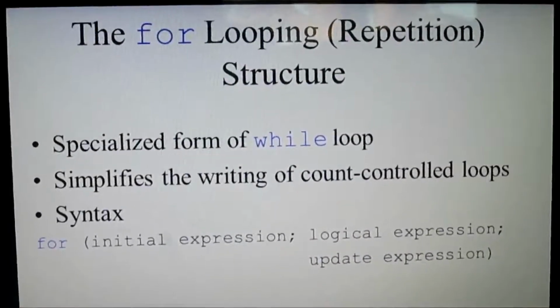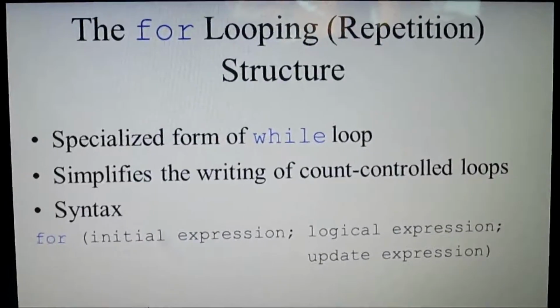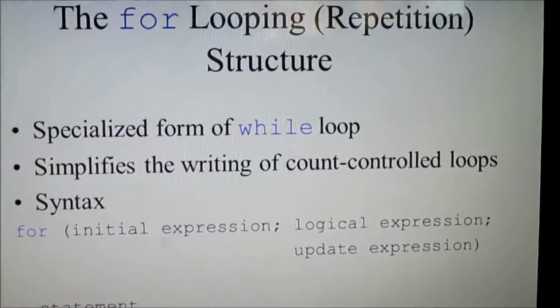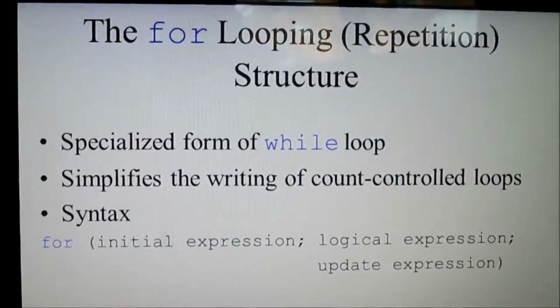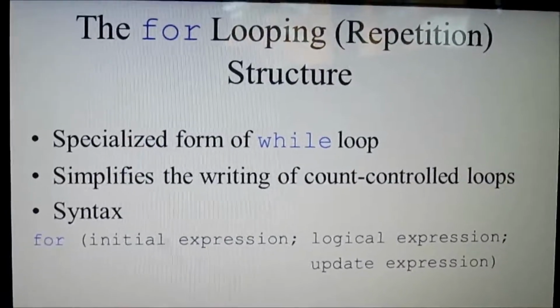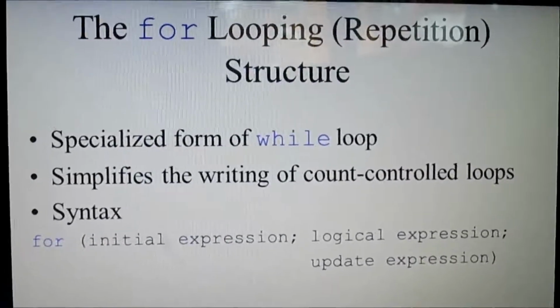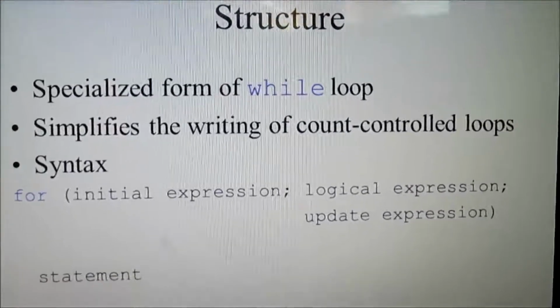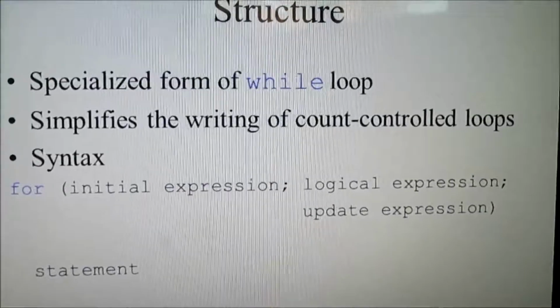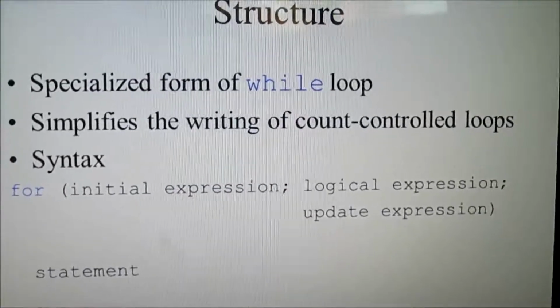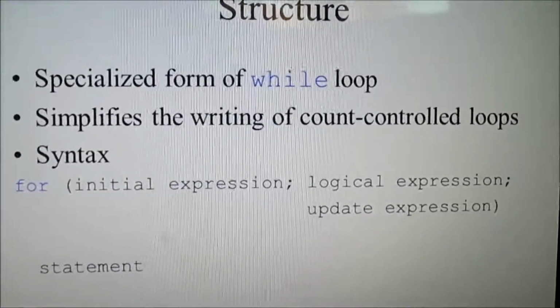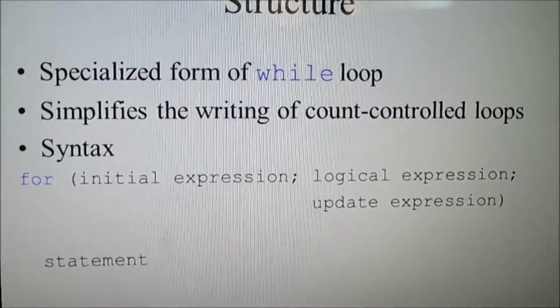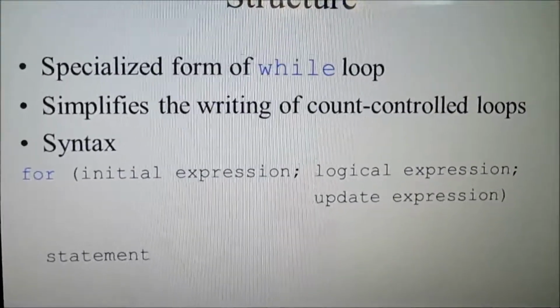After learning the while loop, we will learn the for looping structure. It is a specialized form of while loop. It simplifies the writing of count-controlled loops. The syntax is for, followed by the condition: initialize expression, logical expression, and the incrementation. And then at the end of the condition, we will put our statement.